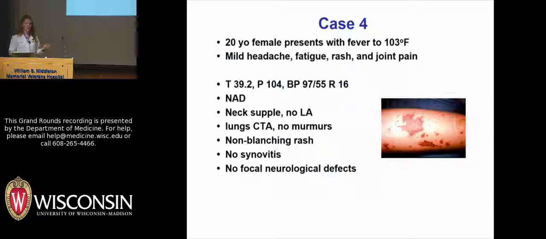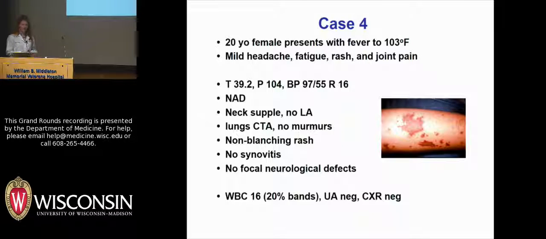Her neck is supple, she does not have lymphadenopathy. Her lungs are clear, she has no murmurs. She has this non-blanching rash that I've shown you a picture of. She has no synovitis or focal neurologic deficits. Laboratory findings, she has leukocytosis with bandemia. Her urinalysis is negative. A chest x-ray is obtained, which is negative as well.